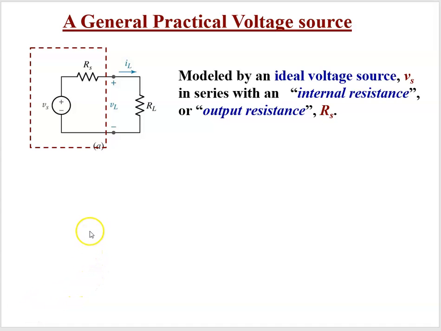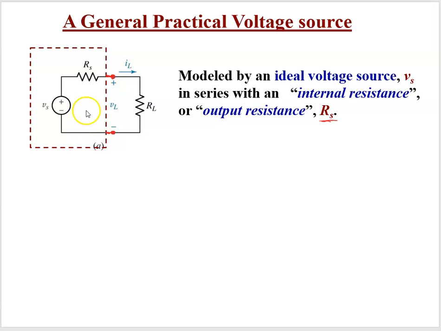A practical voltage source is modeled by an ideal voltage source, our circuit model element for an ideal voltage source, in series with an internal resistance. It's also referred to as an output resistance. It's internal to our two-terminal device, which is a practical voltage source, but it's also at the output terminals. It's the output resistance seen looking back in. So the load looks back in and sees this output resistance RS, S for being in series, specifically in series with our ideal voltage source.